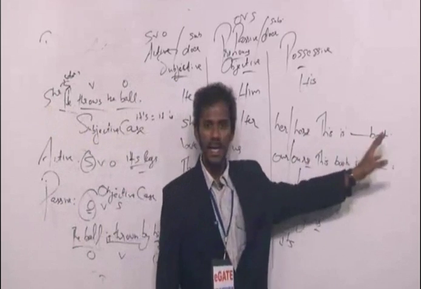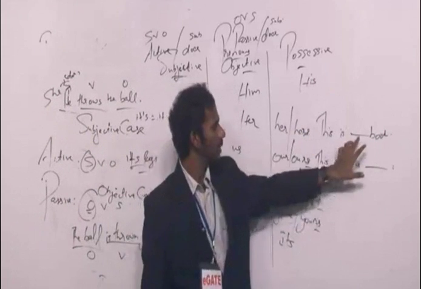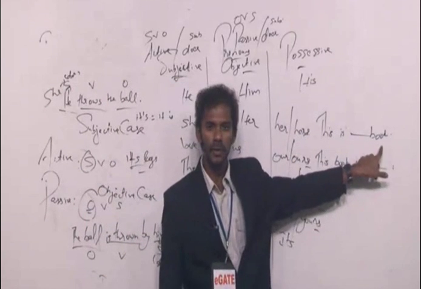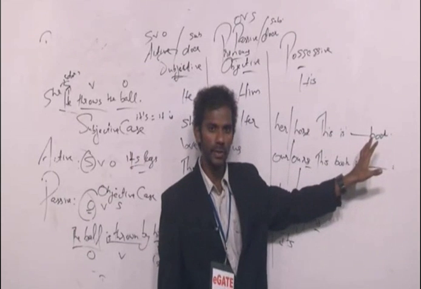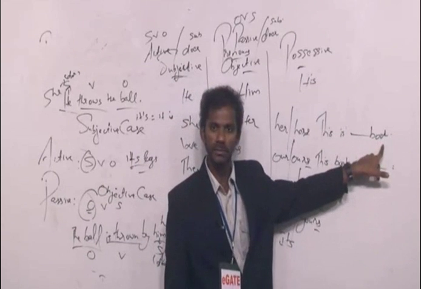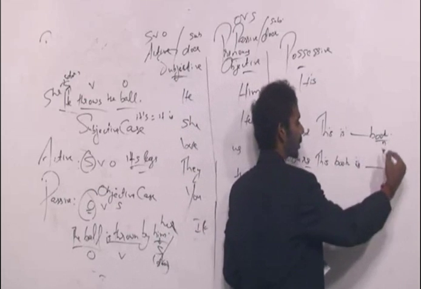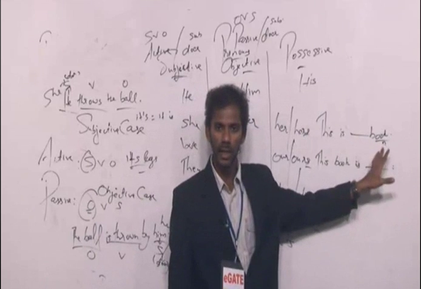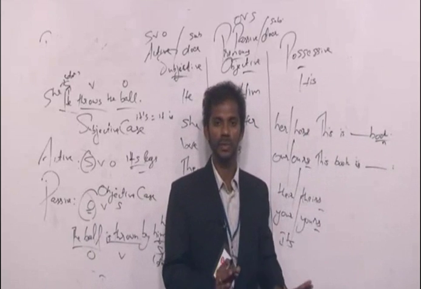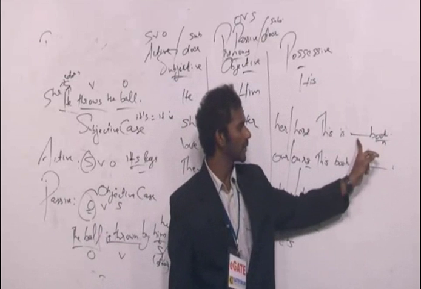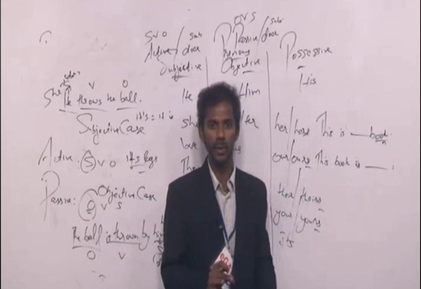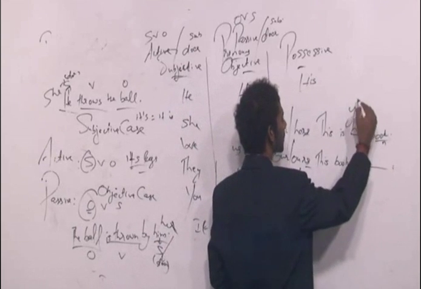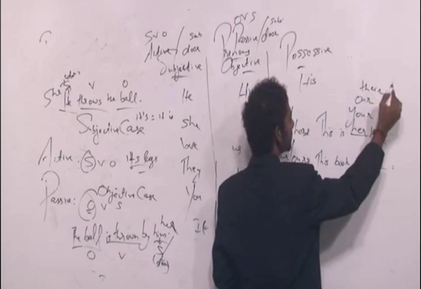This is dash book. The possessive pronoun must come here, right? Do we have a noun after the possessive pronoun? Yes, book is a noun. If there is a noun after the possessive pronoun, then no s with the pronoun. So it should be: this is her book, your book, our book, their book.